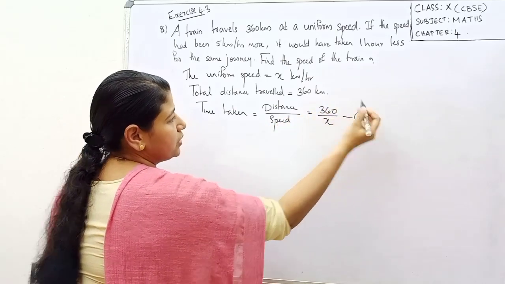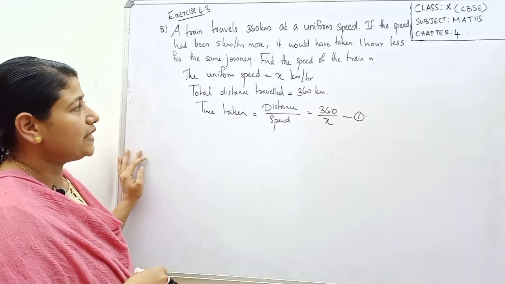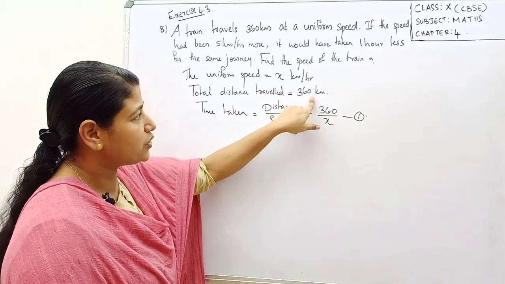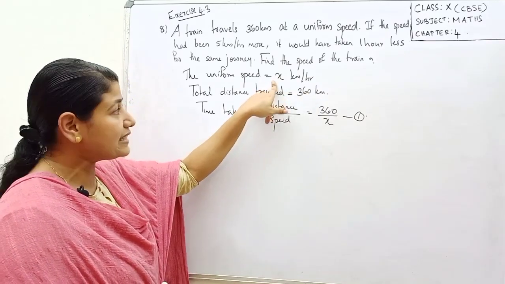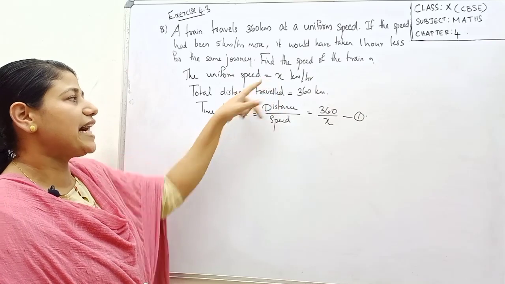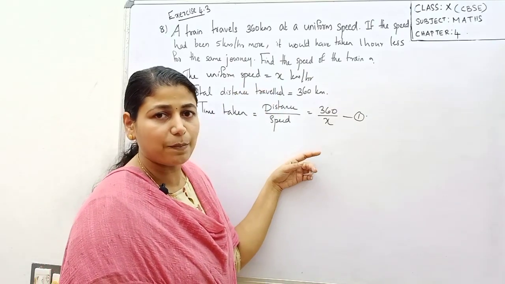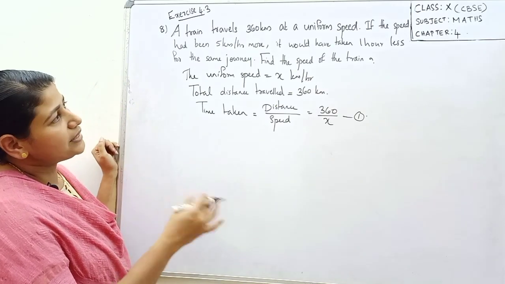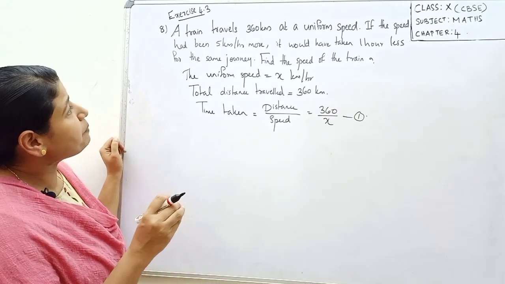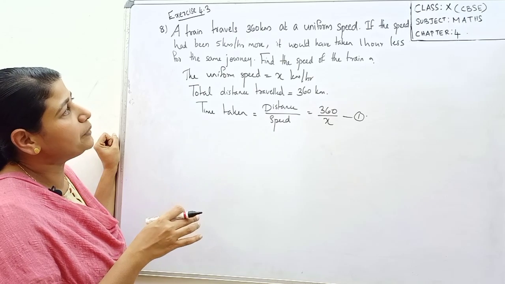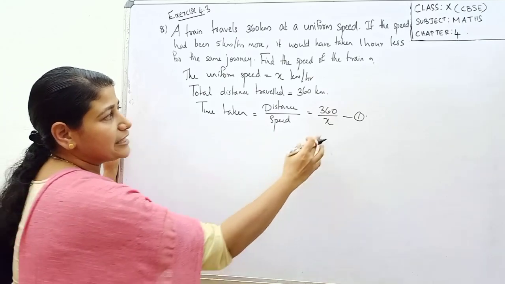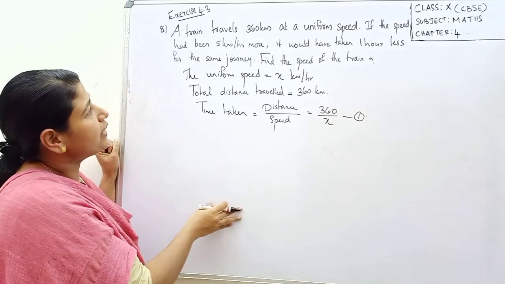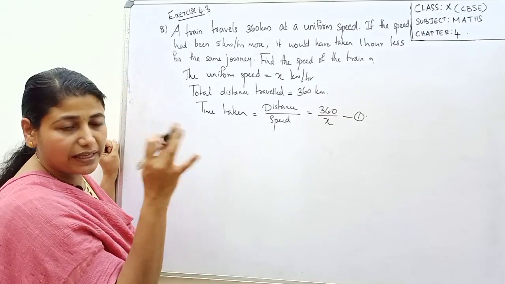This is the first condition. In the first case, the train travelled a distance of 360 kilometers with a uniform speed x kilometers per hour. So the time taken is 360 by x. This is the time. Now, the second condition: if the speed had been 5 km per hour more, if the speed is x plus 5, the time taken should be 1 hour less.